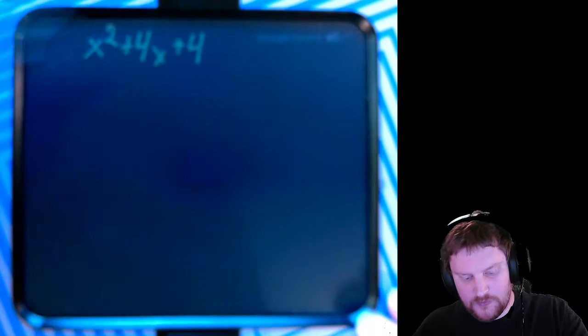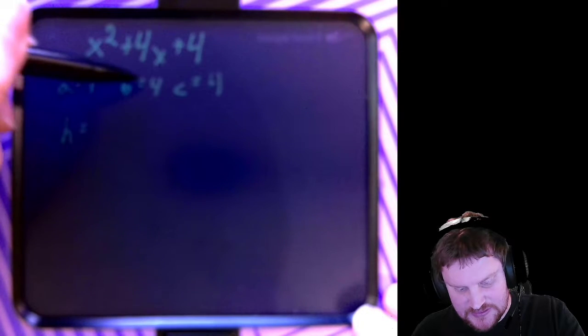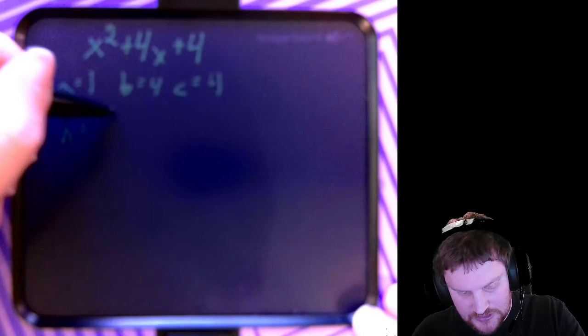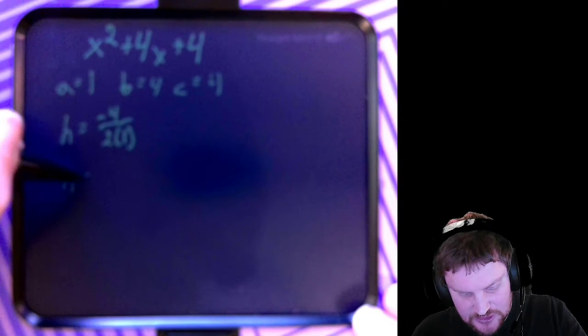Well, remember, in order to get vertex form, you have to identify your A, B, and C. In this case, 1, 4, and 4. And you use the formulas H equals negative B, so negative 4 over 2A. So in this case, H equals negative 2.